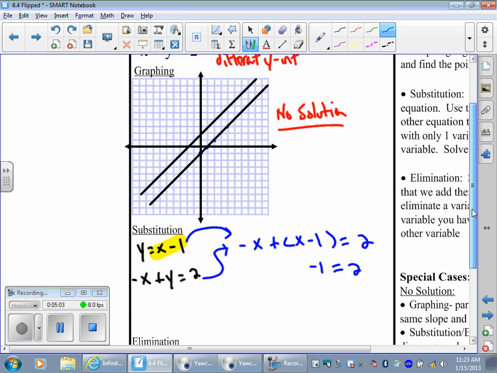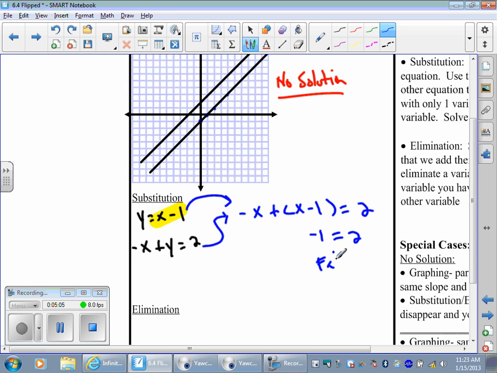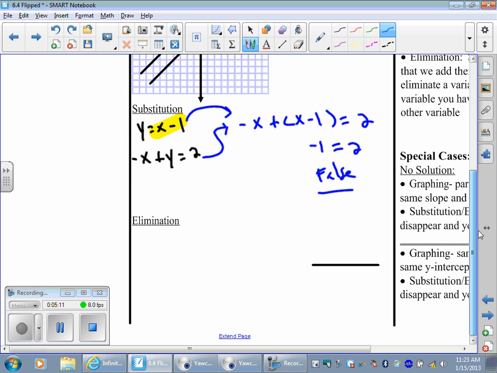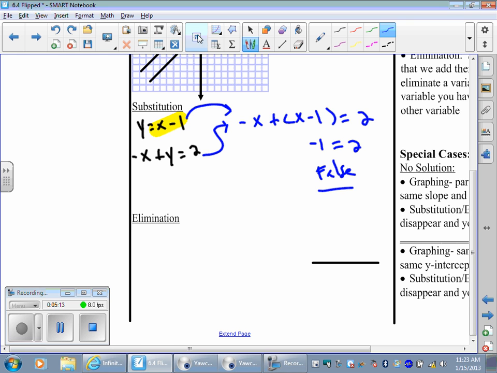Oh, wait a minute, our variables disappeared and we have a false statement. So let's actually try this using elimination. Maybe something went wrong in that method, and we want to try and solve this using elimination before we make any conclusions.